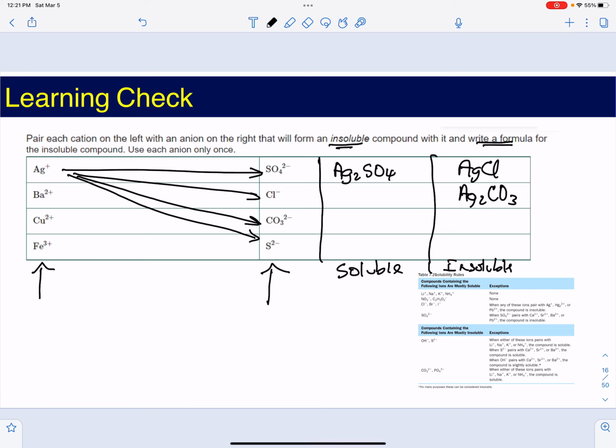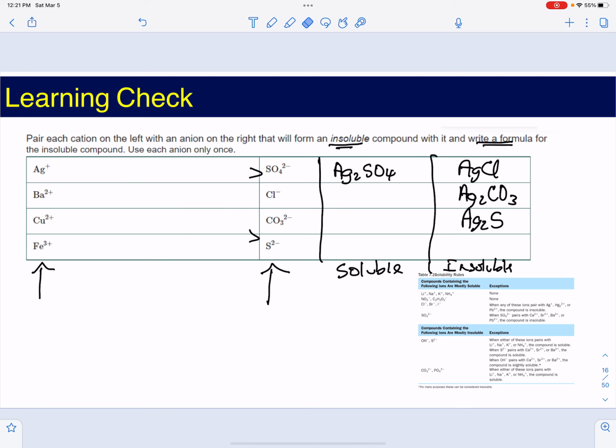Silver with sulfide. All sulfides are insoluble, and silver is not one of the choices there. So that's everything that happened with silver. So let's try now barium.